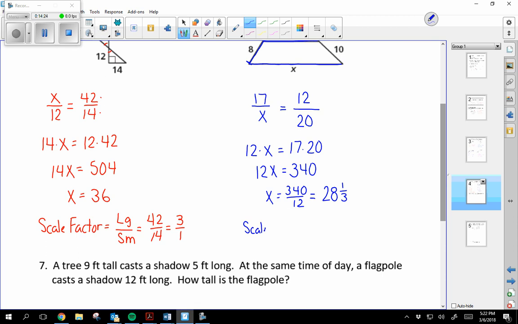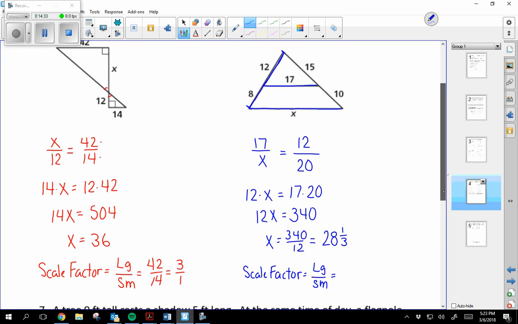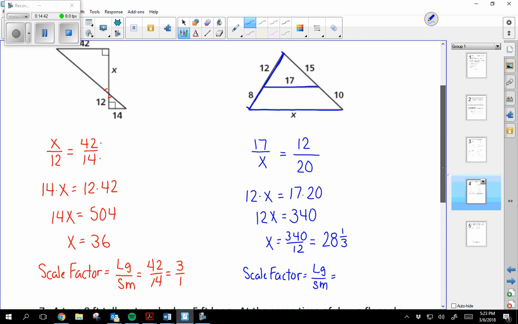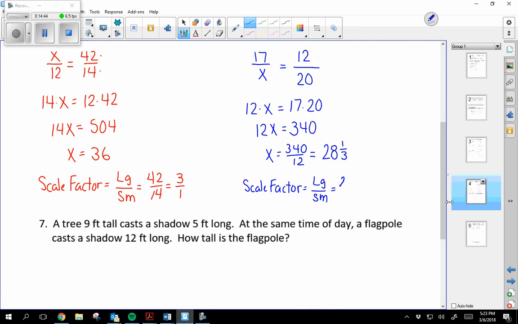As far as the scale factor, once again, we're going to have to do the large compared to the small. If you go back to the left side of the two triangles, the large triangle had a side of 20. The small triangle just had a side of 12. So we'll have a ratio of 20 to 12. Both of those numbers are divisible by 4, which then gives us a scale factor of 5 to 3.